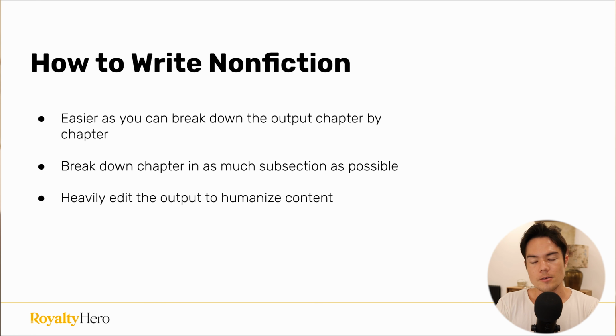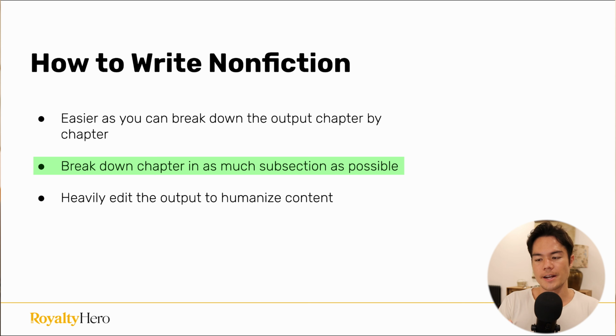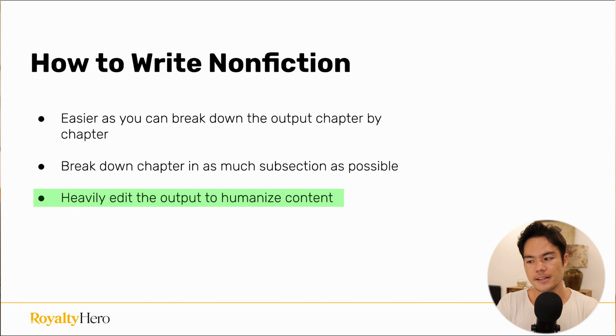So the key to writing nonfiction with AI is you want to break down the chapter into as many subsections as possible so that you can write in as little sections as possible. Then after that, you want to heavily edit the output. But just as a disclaimer, this still doesn't mean that you can just copy paste content from ChatGPT.